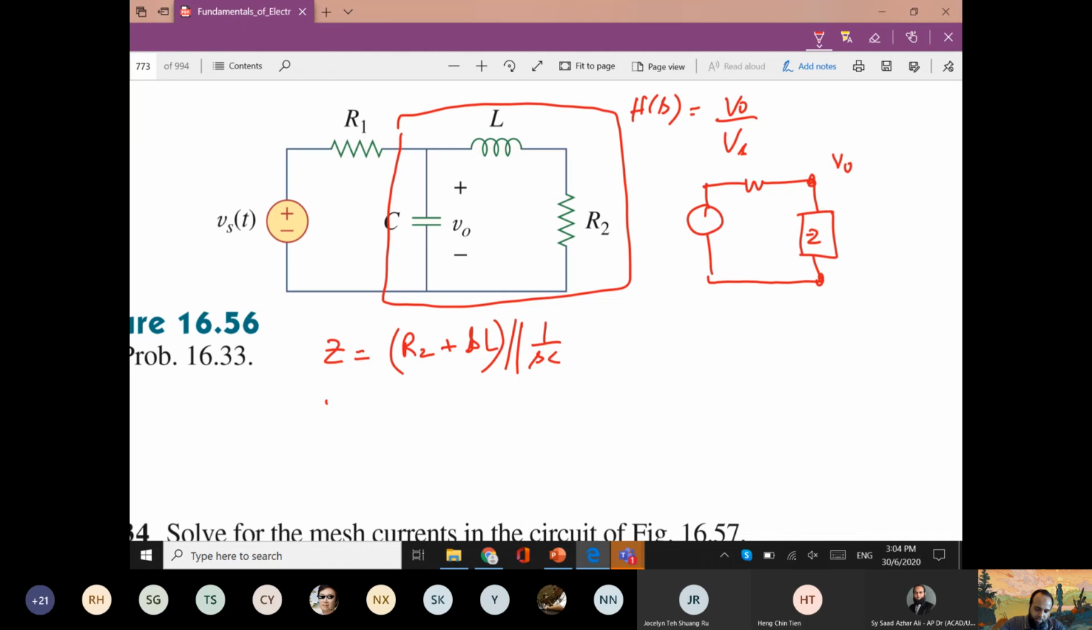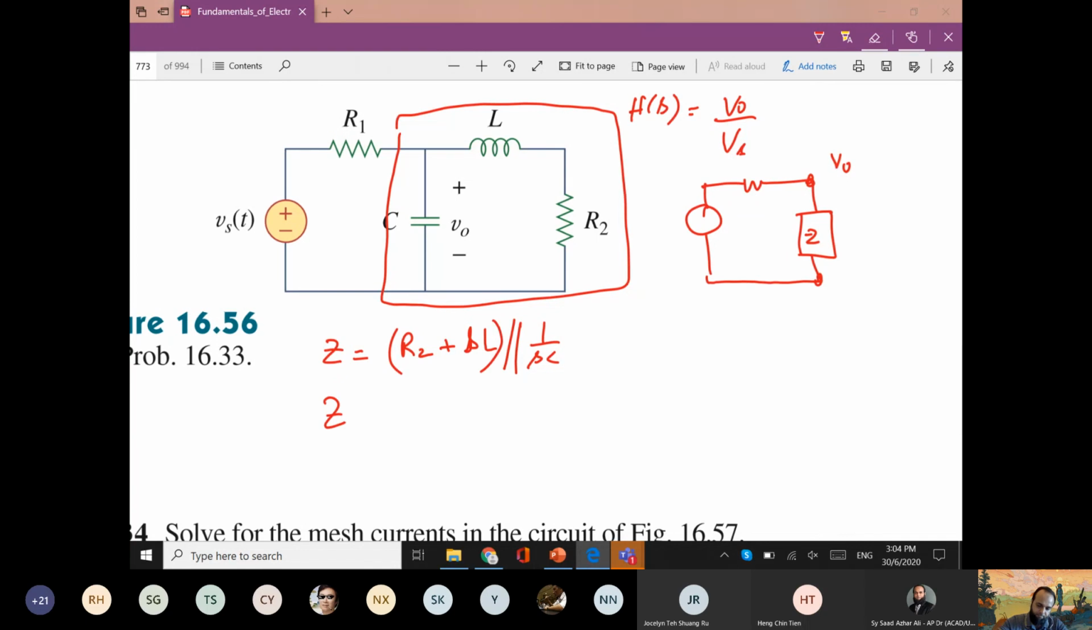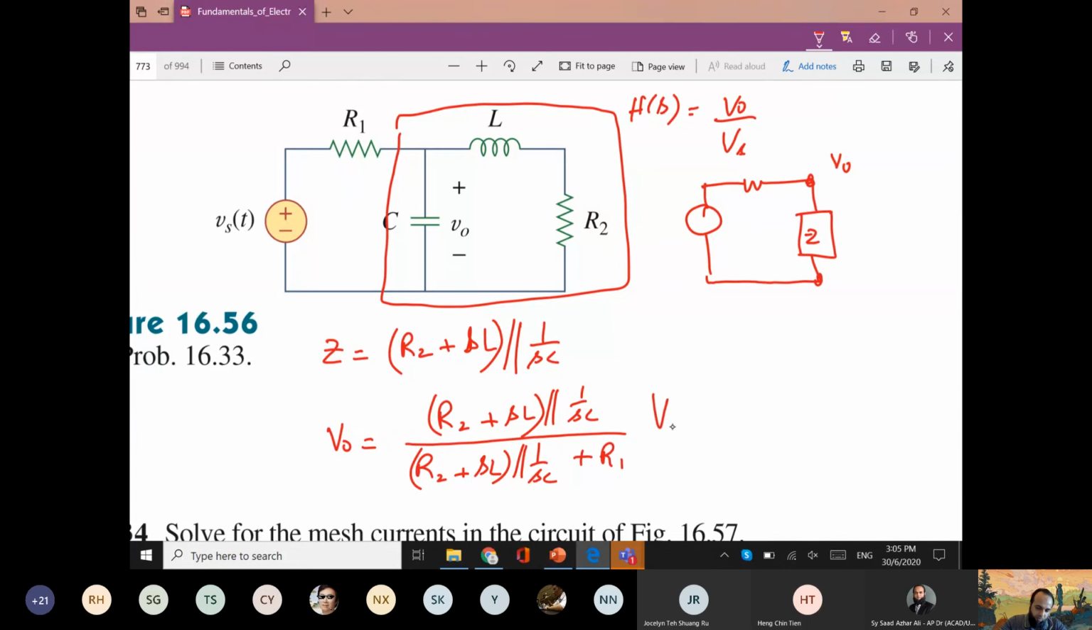And once we have this Z, V0 is equal to R2 plus sL parallel with 1 upon sC, divided by R2 plus sL parallel with 1 upon sC plus R1, times Vs. And of course, for the transfer function, we just bring this one in the denominator on the other side, and we can find the transfer function. Again, it's not very complicated, but I hope you get the idea.